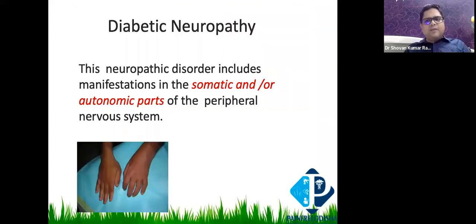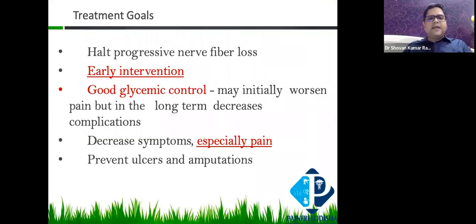Diabetic neuropathy, nothing much to do. We won't be discussing much because the primary treatment is good glycemic control. Other things can be tried, like a simple epidural, but these are of not much benefit.